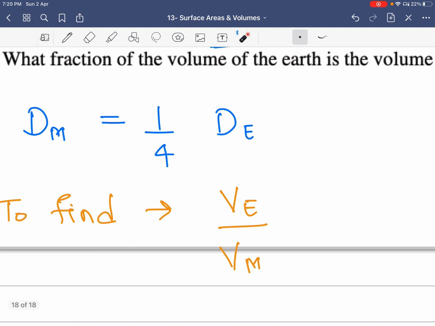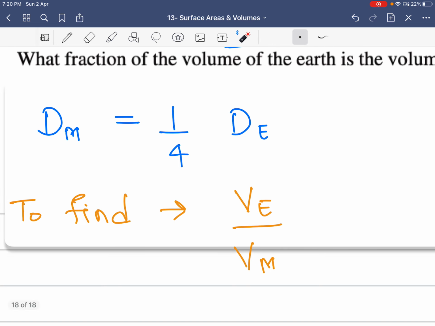Now from both the values of diameter, we have to derive the values of the radius. So what I'm going to do is divide both sides of the equation by 2. So I'm going to divide this by 2, and I'm going to divide this by 2. I'm doing the exact same operation on both sides of the equation, so the equality of the equation is maintained.